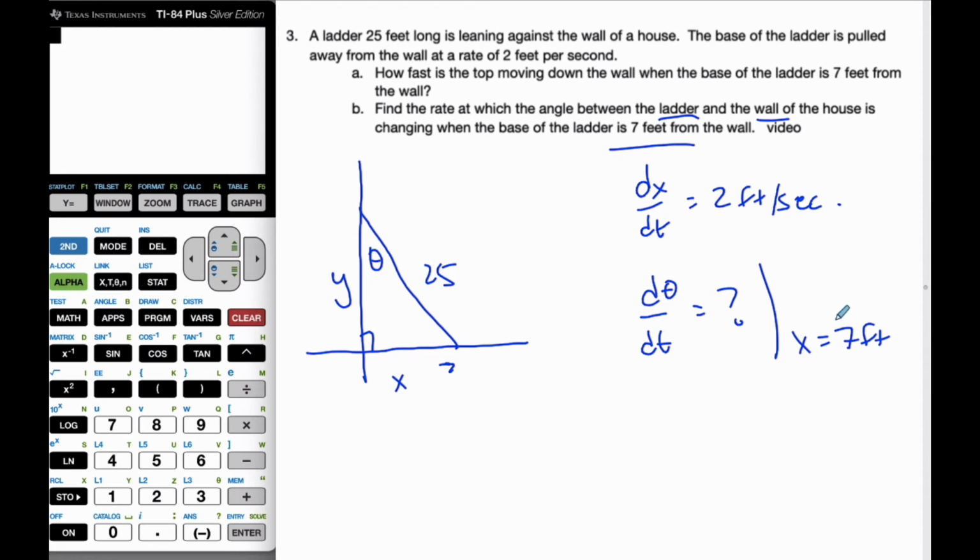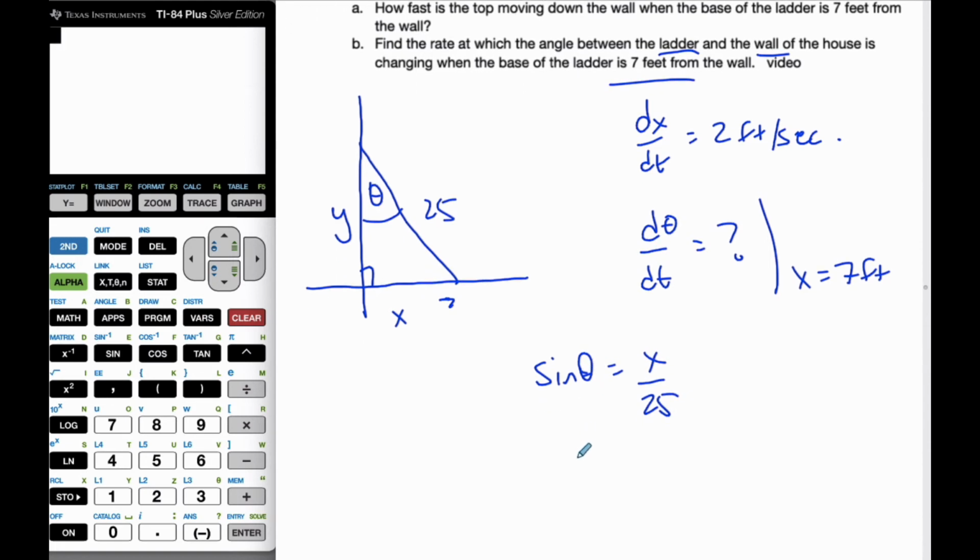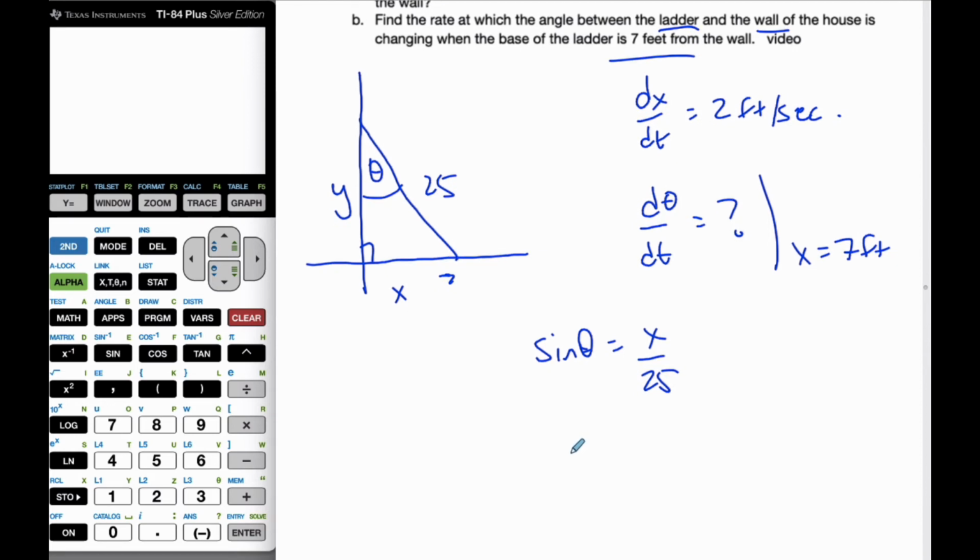My next step is to look for a relationship that relates theta and x somehow. Well, theta is an angle, so I know trigonometry is coming my way, and so I know this is the opposite, this is the hypotenuse. So I know that the sine of theta is equal to x over 25.